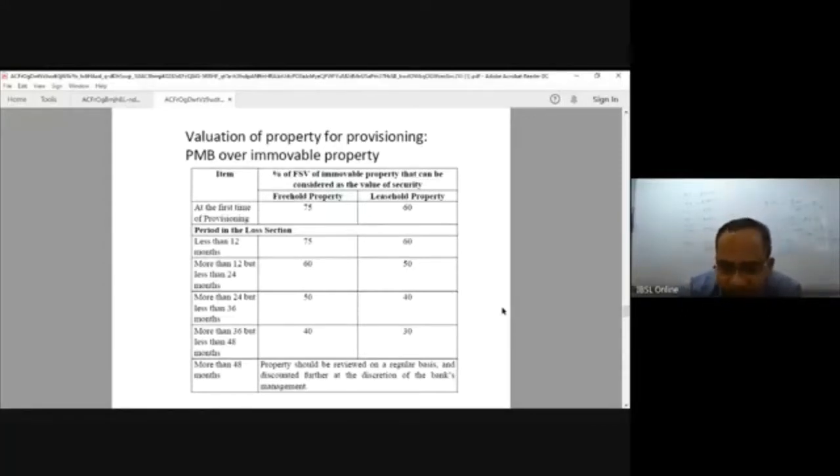Any question here on the provisioning? This is important for you. This is what the haircut rule is: how you are reducing the freehold property or leasehold property percentages in your provisioning.